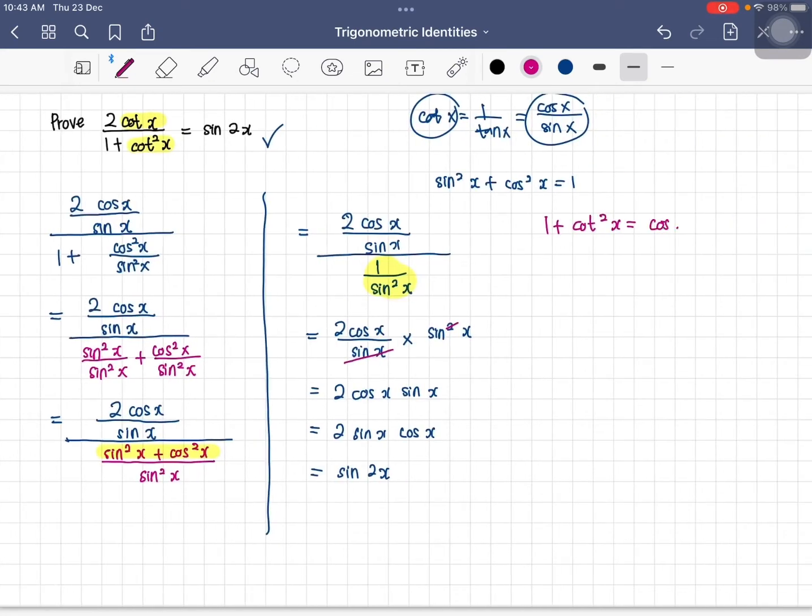So this one is actually cos square of x. Instead of doing this, you can actually obtain cos square of x, so we can convert into this. So that's a shorter way of proving this one. I hope you get the idea on how to prove these identities.